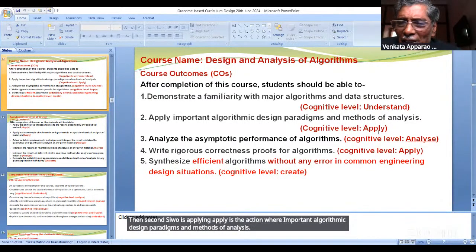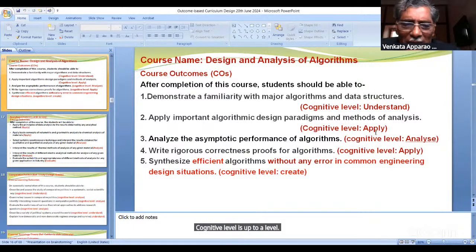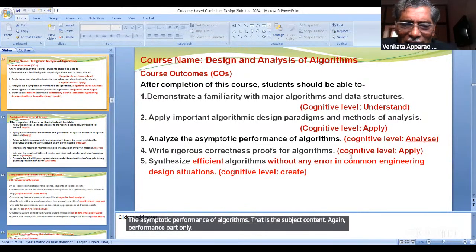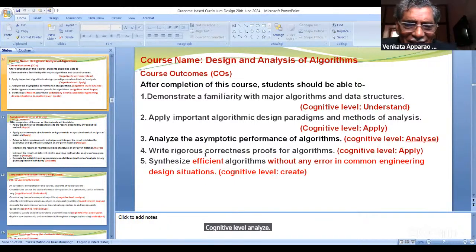Cognitive level is apply level. This is also performance part. Then third CO, analyze is the action verb. The asymptotic performance of algorithms, that is the subject content. Again, performance part only. Cognitive level, analyze. Write, action verb, CO4. Rigorous correctness proofs for algorithms, that is the subject content.